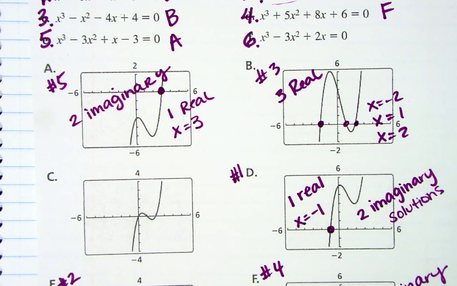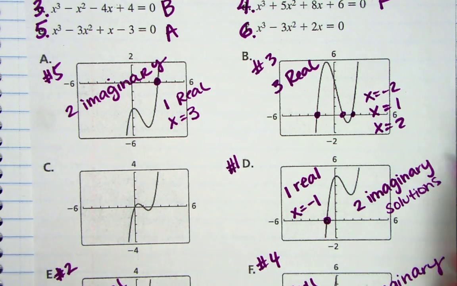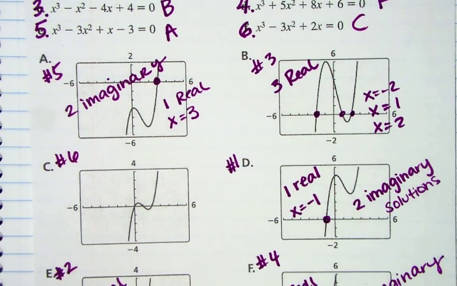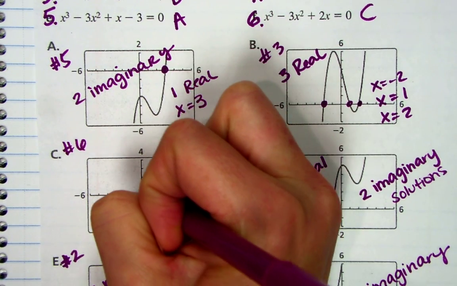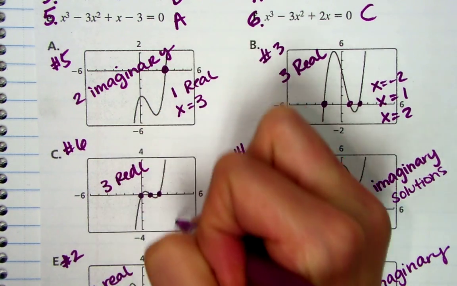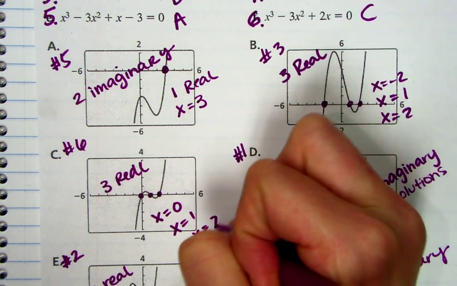Let me see. I'm going to call on a lady because I've already called on a bunch of boys. Who's it going to be? Katie. And Katie was there really fast, so I know she's done. 6 was what? C, right? That was kind of an obvious one. And how many solutions? 3 real solutions. At what? 0, 1, and 2. Okay.